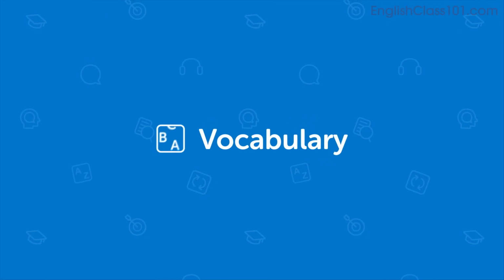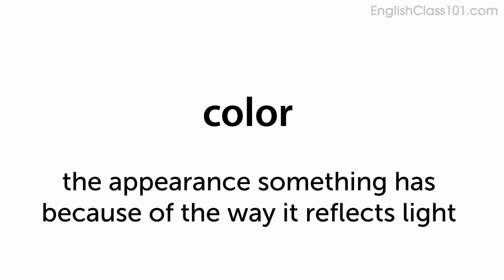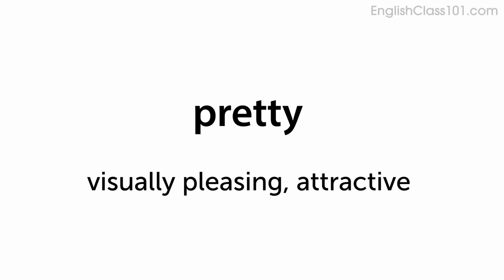Now you'll hear the key vocabulary, followed by the English translation. Blouse. A woman's loose upper garment resembling a shirt. Blouse. Our second word is Color. The appearance something has because of the way it reflects light. Color. Next we have Pretty.